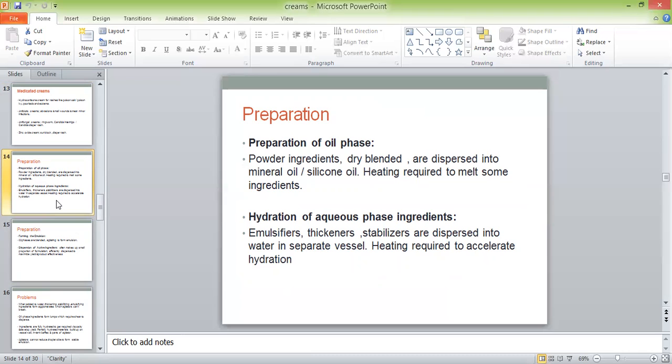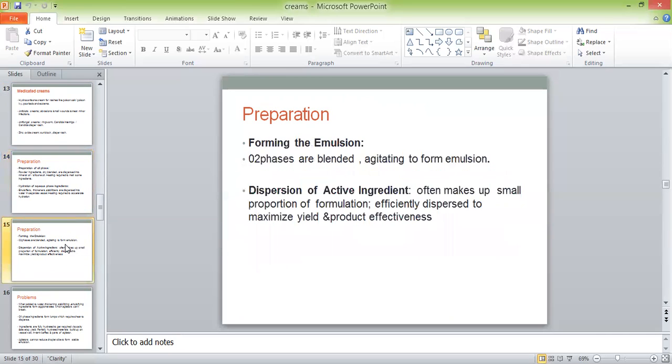Heating is required, and with the help of the heat, the ingredients will be melted. Then hydration of the aqueous phase ingredients: emulsifiers, obviously these are the emulsifying agents, thickening agents and stabilizing agents. They would be dispersed in the water in a separate vessel, and heat will be required to accelerate or fasten up the process of hydration.